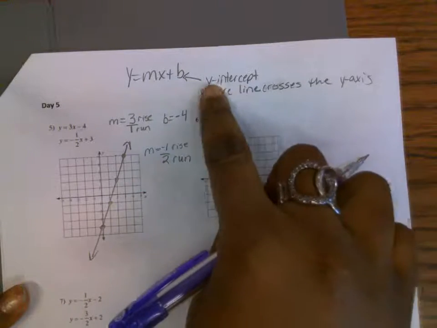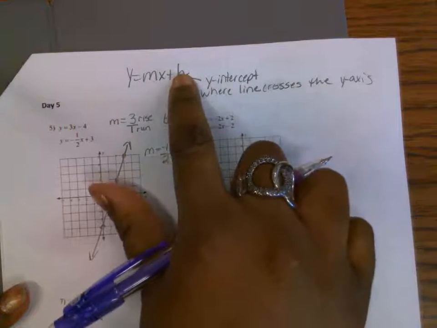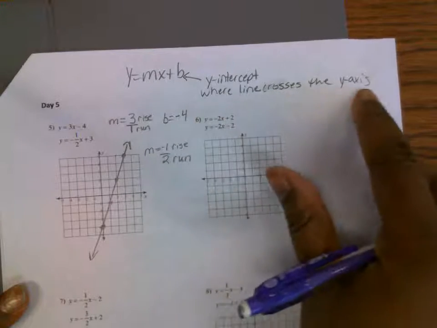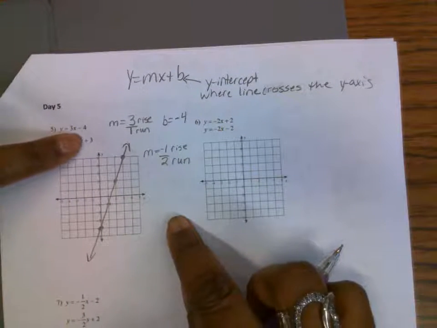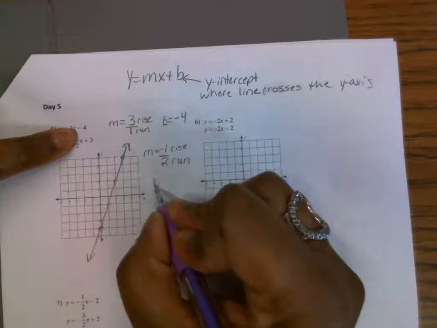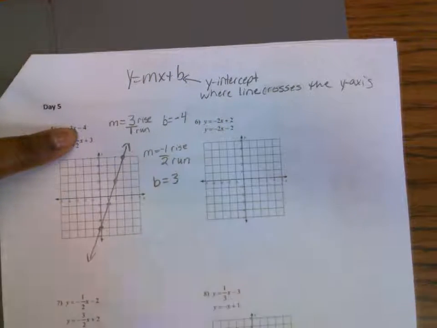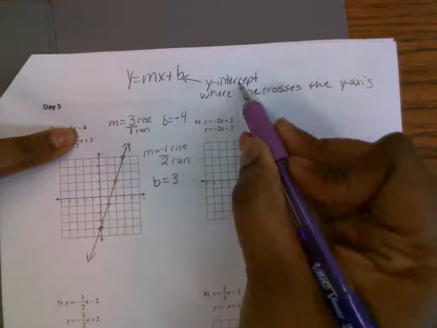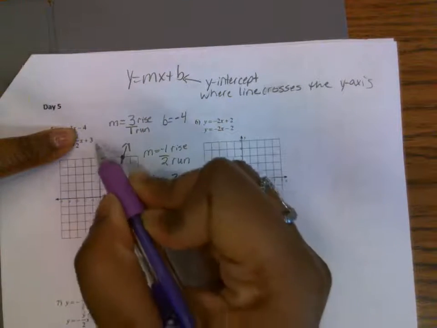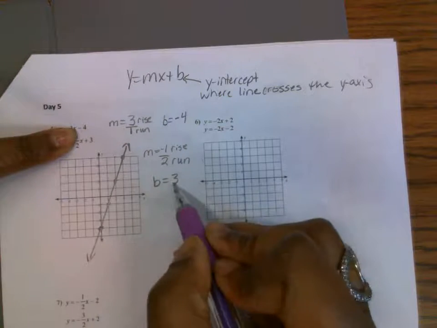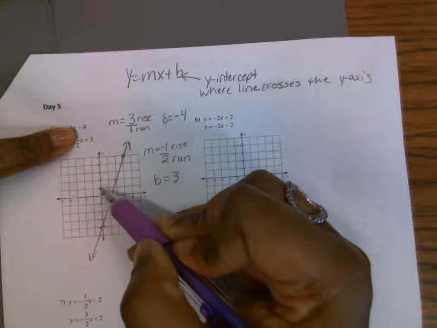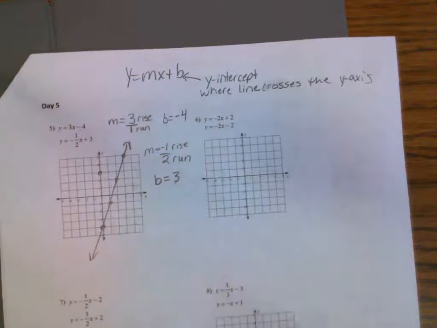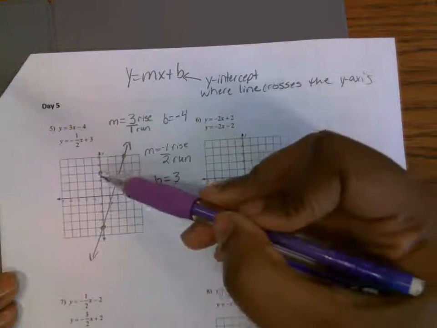Your B, which is your y-intercept, this number is where your line crosses at the y-axis. Okay? That's going to be a positive 3. So B is positive 3. Since a positive 3 is the y-intercept, you find 3 on the y-axis. So positive 3 on the y-axis is up 3 from the origin. So this is where you start.